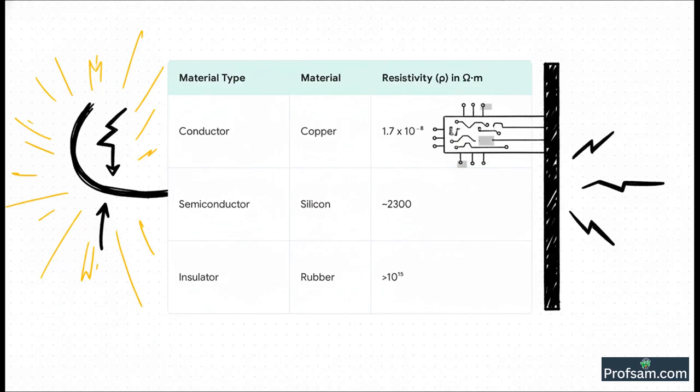That is a tiny number. Now look down at rubber. Its resistivity is more than 10 to the power of 15. The difference isn't just a little bit, it is mind-bogglingly huge. It spans over 20 orders of magnitude. It's just an unbelievable difference.